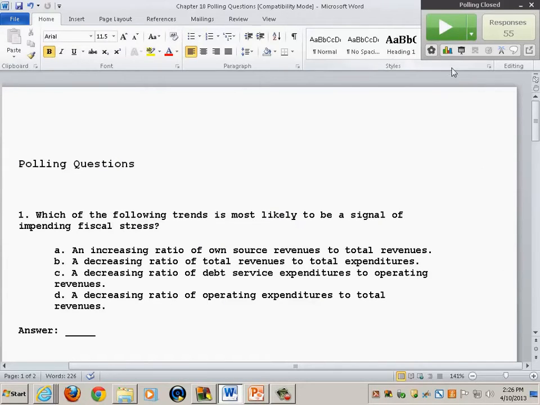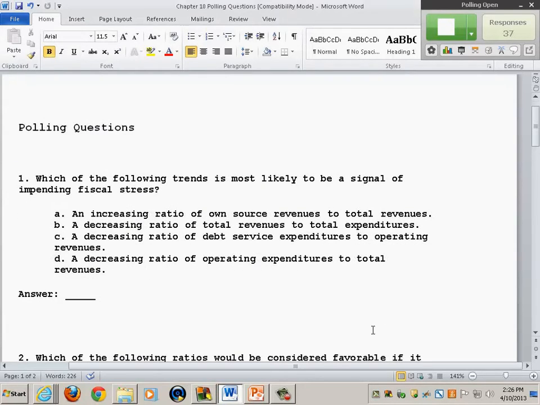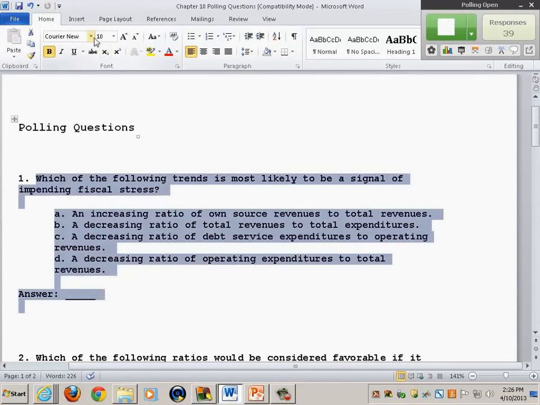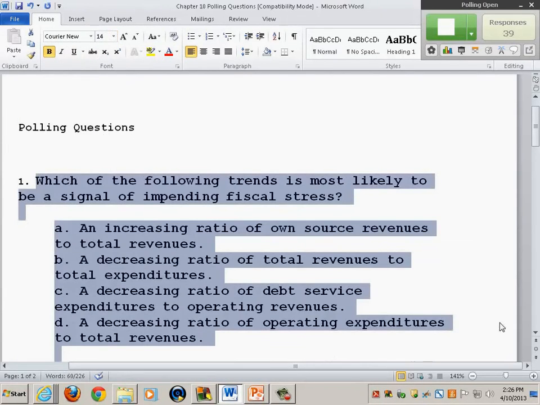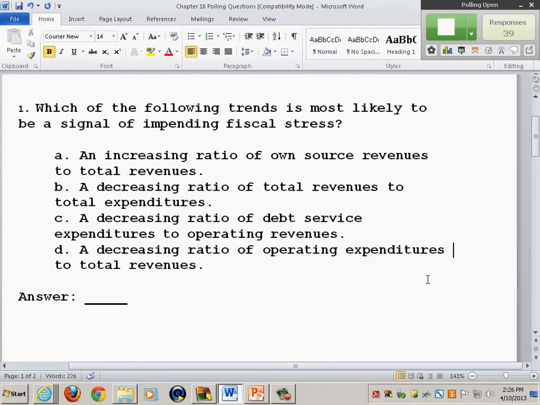Oh, I'm sorry. Yeah, own source, from their own. Okay, so the answer, oh, you want it bigger? Okay, that's better.